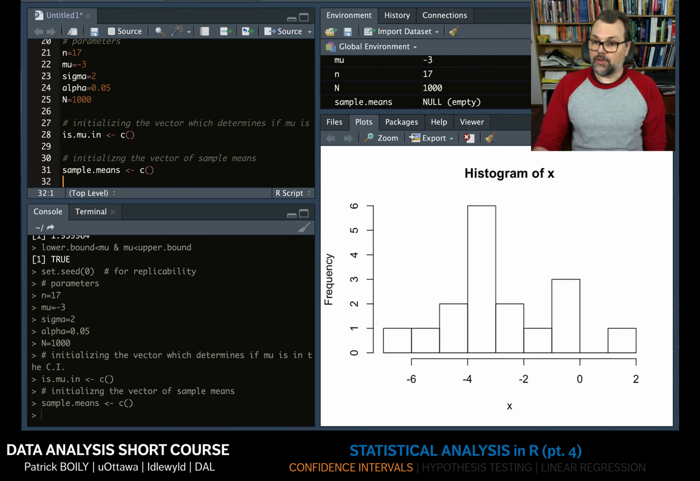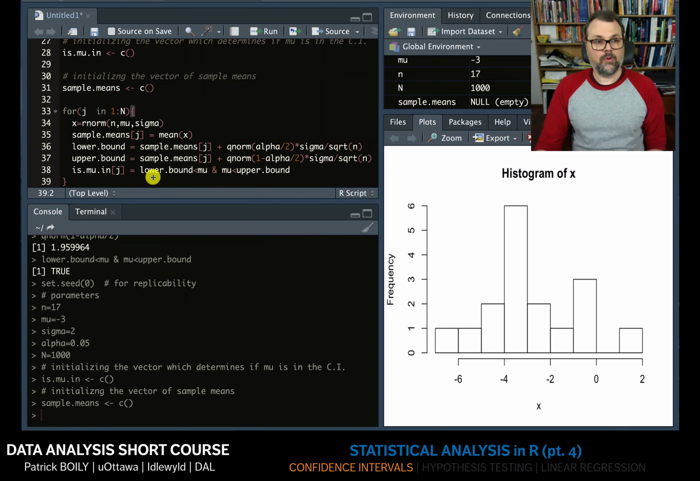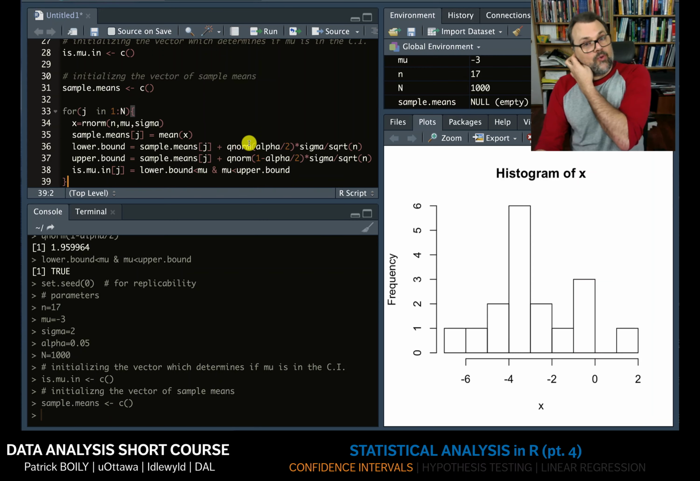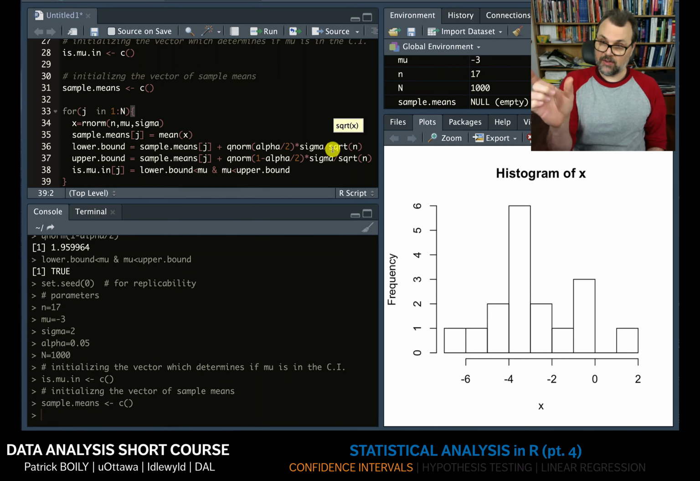So what am I going to do here? I'm going to build a loop. What does the loop do? It's going to go through my 1,000 iterations, and in each iteration it's going to draw a new sample from the population with mean -3 and standard deviation 2, and it is going to build, based on that sample, the 95% confidence interval. It will use the sample mean for that specific sample, which it will keep in memory, and then the rest of the computation, the radius of the confidence interval, will not change. It's always the same thing at every step of the process.